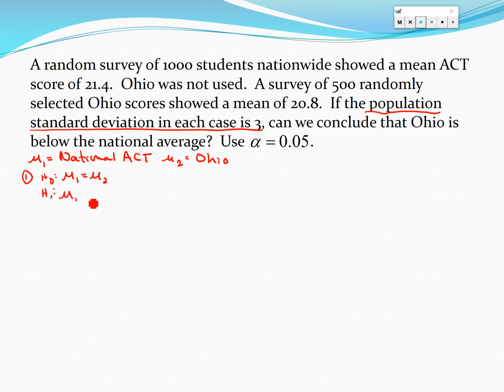And then here's why the labeling is super important. I want to show that Ohio is below the national average, or that it's less than it. So what type of inequality symbol do I need? I need a greater than, because mu sub 2 is Ohio. Now if I don't label those, I don't know what to put in there. And then we do have to state our claim, and we're trying to show that Ohio is below the national average.